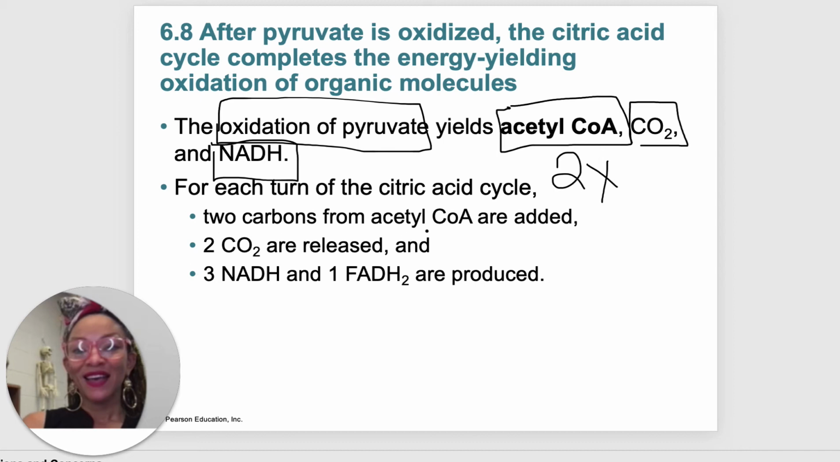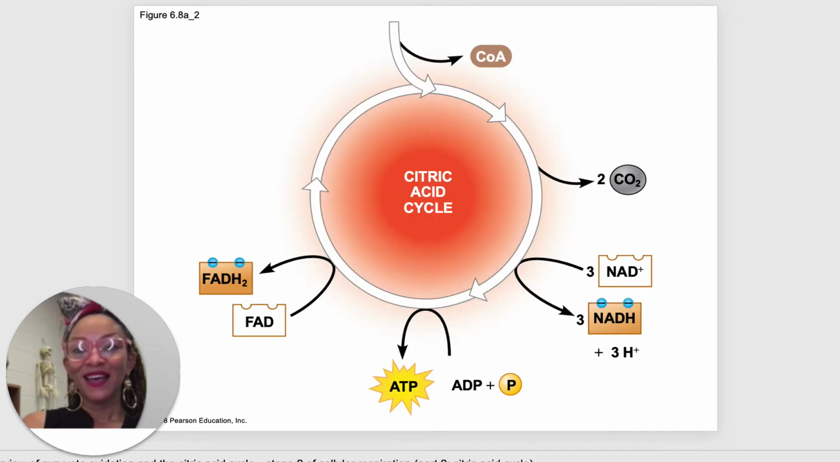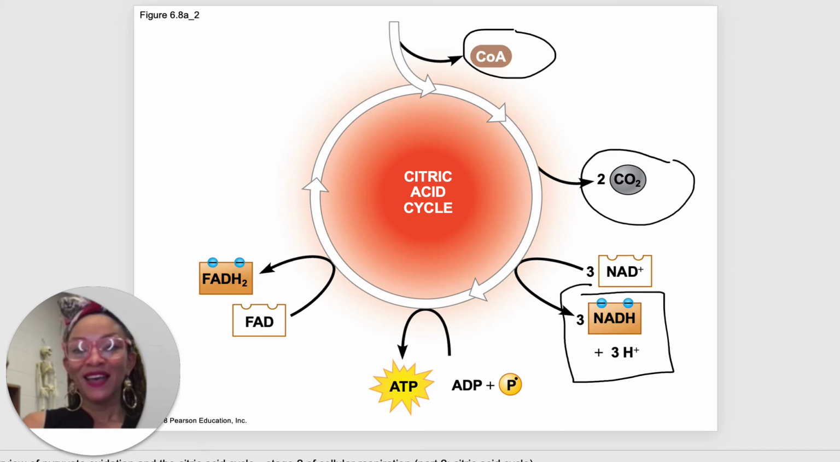So we're going to add in our acetyl-CoAs. We're going to get 2 carbon dioxides released total. We get 3 NADH produced and then 1 FADH2 produced. So let's take a look at the little cycle. So just like a nice circle, right? We feed in our acetyl-CoA. We release 2 carbon dioxides. We form NADH here, so 3 of those.